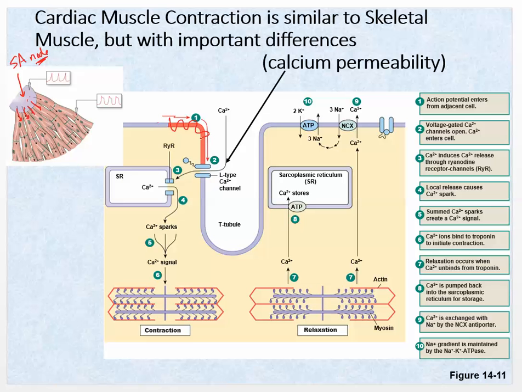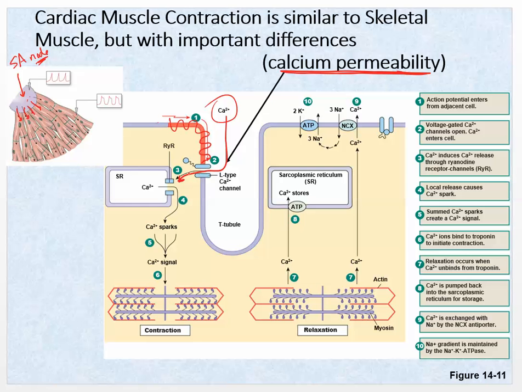So this depolarization moves in and it opens something called an L-type calcium channel. L just stands for long-lasting. It causes calcium, okay, paying attention, calcium to move into the cell. Because I have right up here, cardiac muscle contraction is similar to skeletal muscle, but with important differences. And I put here calcium permeability. So obviously that's going to be a test question and something you need to understand.